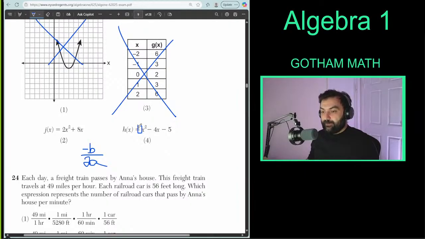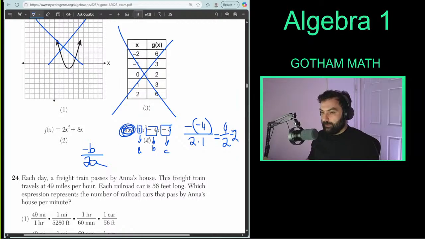So this is a, which is an invisible 1. This is b, which is -4. And this is c. So let me plug in a and b into this formula and see whether the answer will be 2. If it's 2, that will be it. All right, so -b, which is minus -4, over 2 times 1, which is 4 over 2, which is 2. That would be the answer. The answer is 2. I don't have to check this.